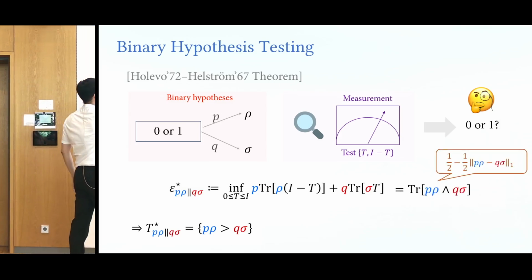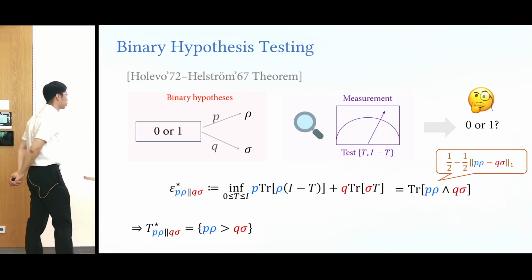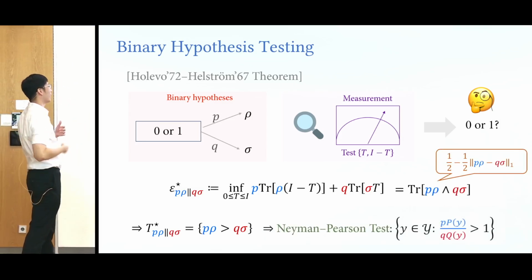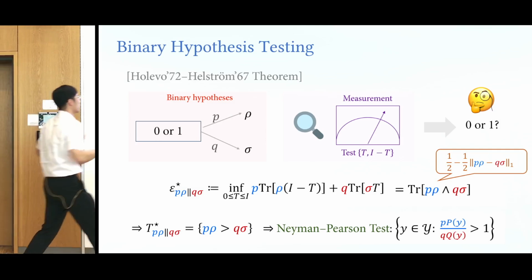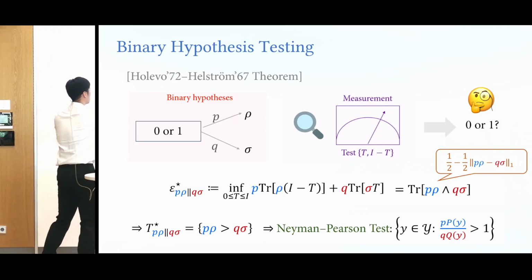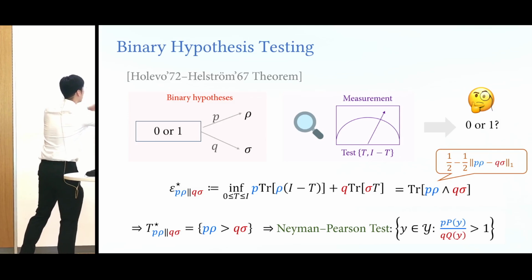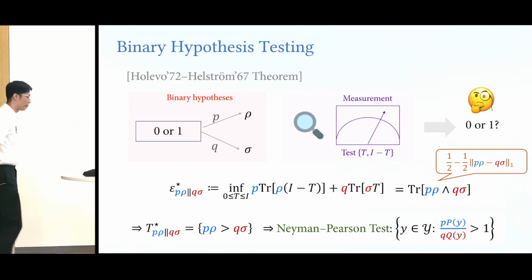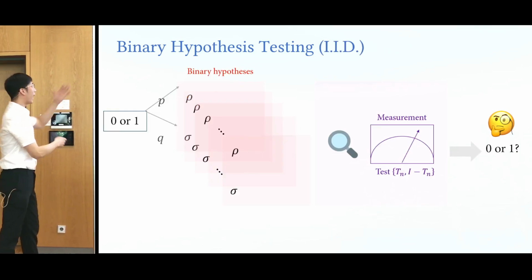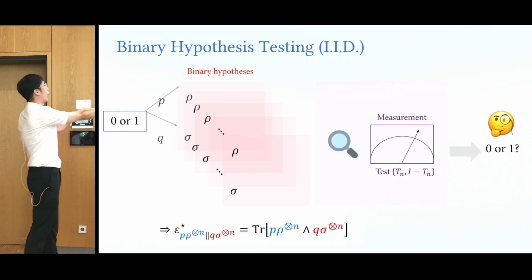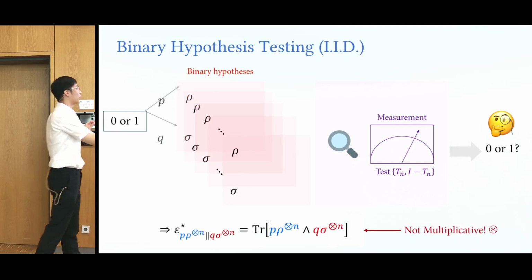So this error probability can be written in this form in terms of trace distance, and this projection can be viewed as a quantum Neyman-Pearson test, because in the classical case we choose a decision region such that the likelihood ratio is greater than 1, so it's a quantum analog. Okay. In the n-copy setting, we have this error bound. Unfortunately, this bound is not multiplicative.